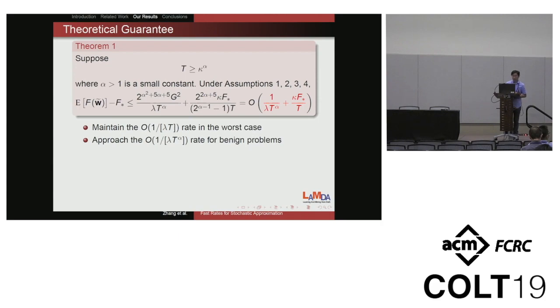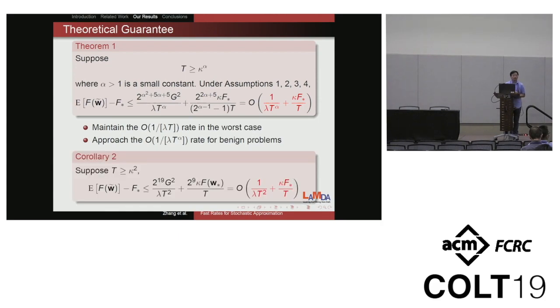I give an example when alpha is set to be 2. In this case, we get 1 over lambda t squared plus kappa epsilon over t rate.